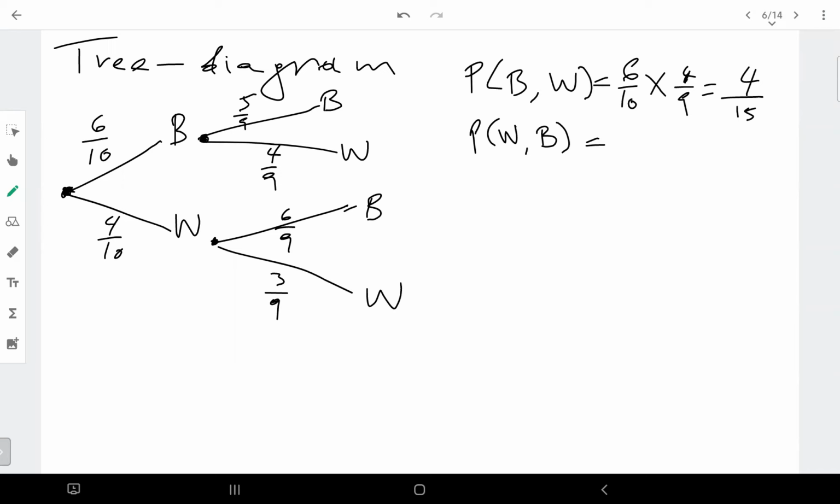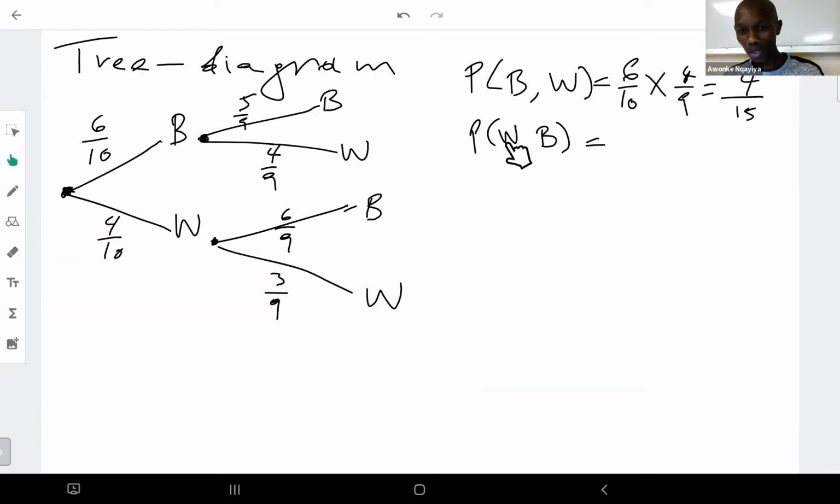Over 15. I wanted the thinking process behind, not the answer. How did you get there? I think it's 4/10 multiplied by 6/9. It is 4/10 multiplied by 6/9. Yep, that is correct. You check your order.